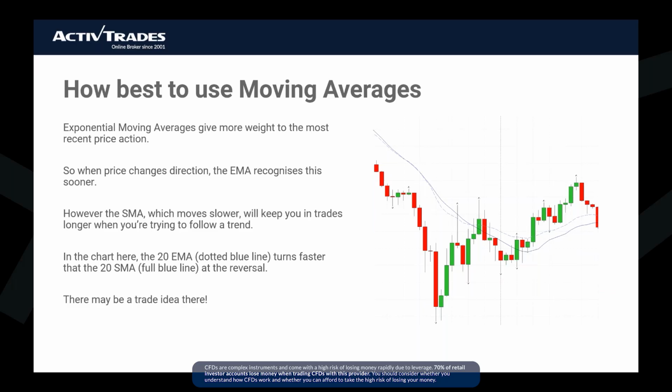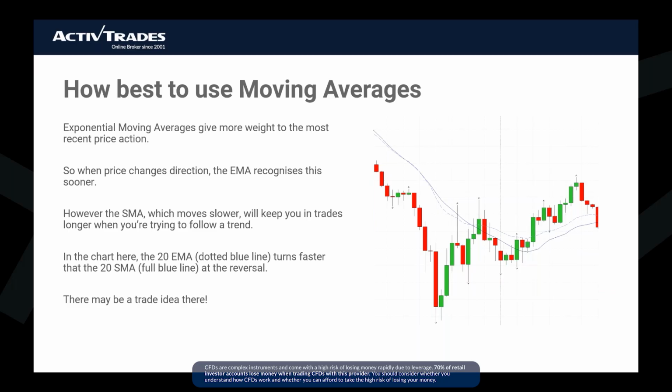Exponential moving averages give more weight to the most recent price action. And so when price changes direction, the EMA recognizes this sooner. However, the SMA, the simple moving average, which moves slower, tends to keep you in trades longer when you are trying to follow a trend.